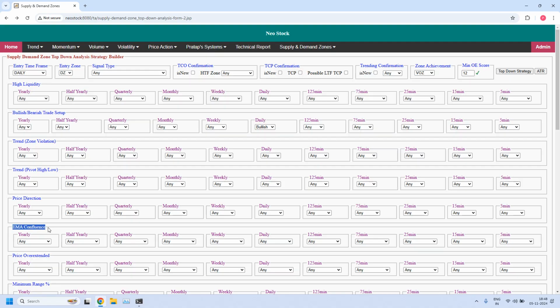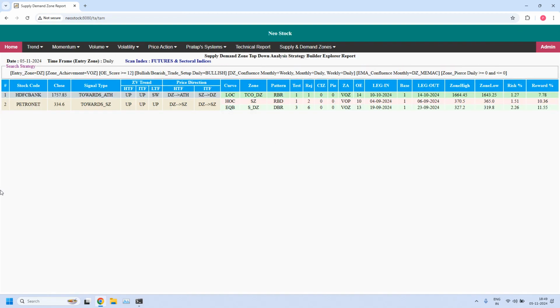Let's verify. In the EMA Confluence at monthly time frame, monthly demand zone with monthly EMA Confluence, we got both the stocks. Both these stocks are high probability setup supported stocks. So these are the daily demand zones, but they are part of the monthly zone because they have monthly EMA Confluence and monthly Zone Confluence, LTF, ITF, HTF. So this is about bullish trade setup for monthly income trade.